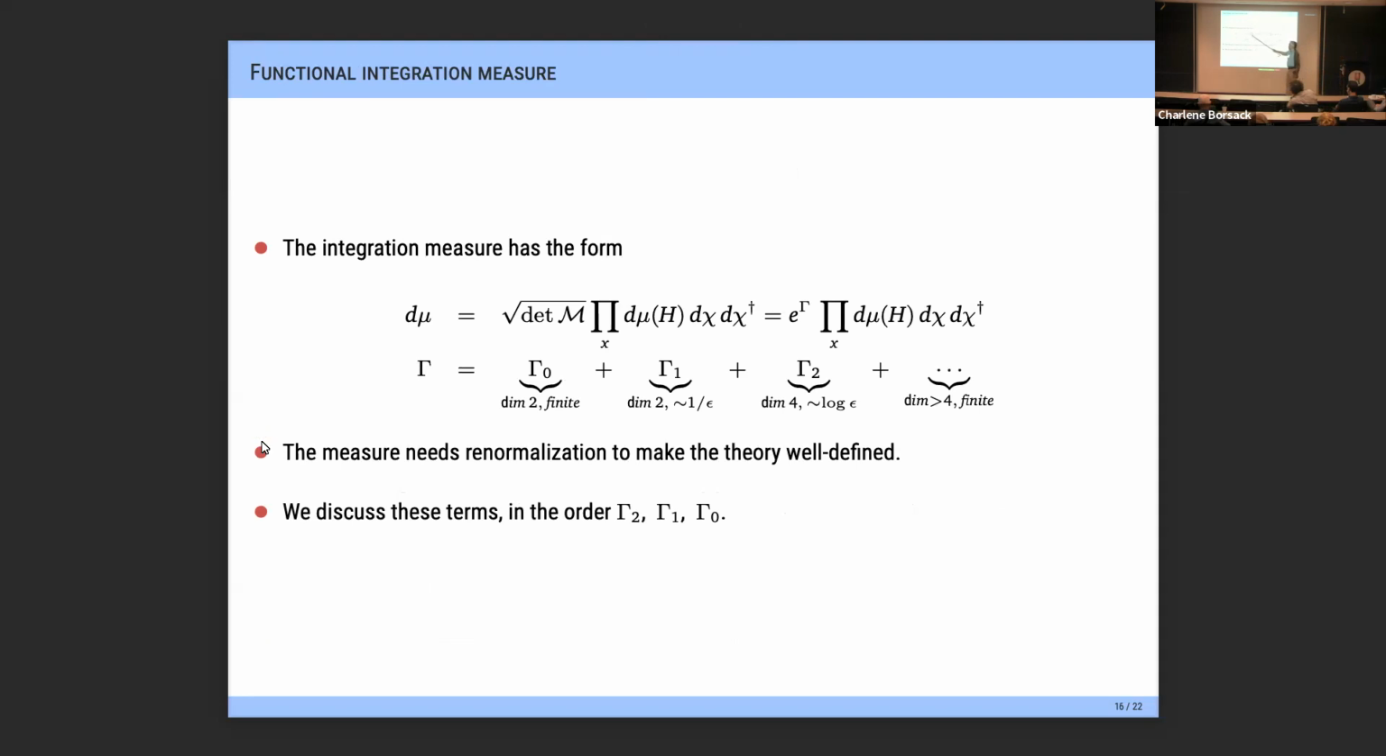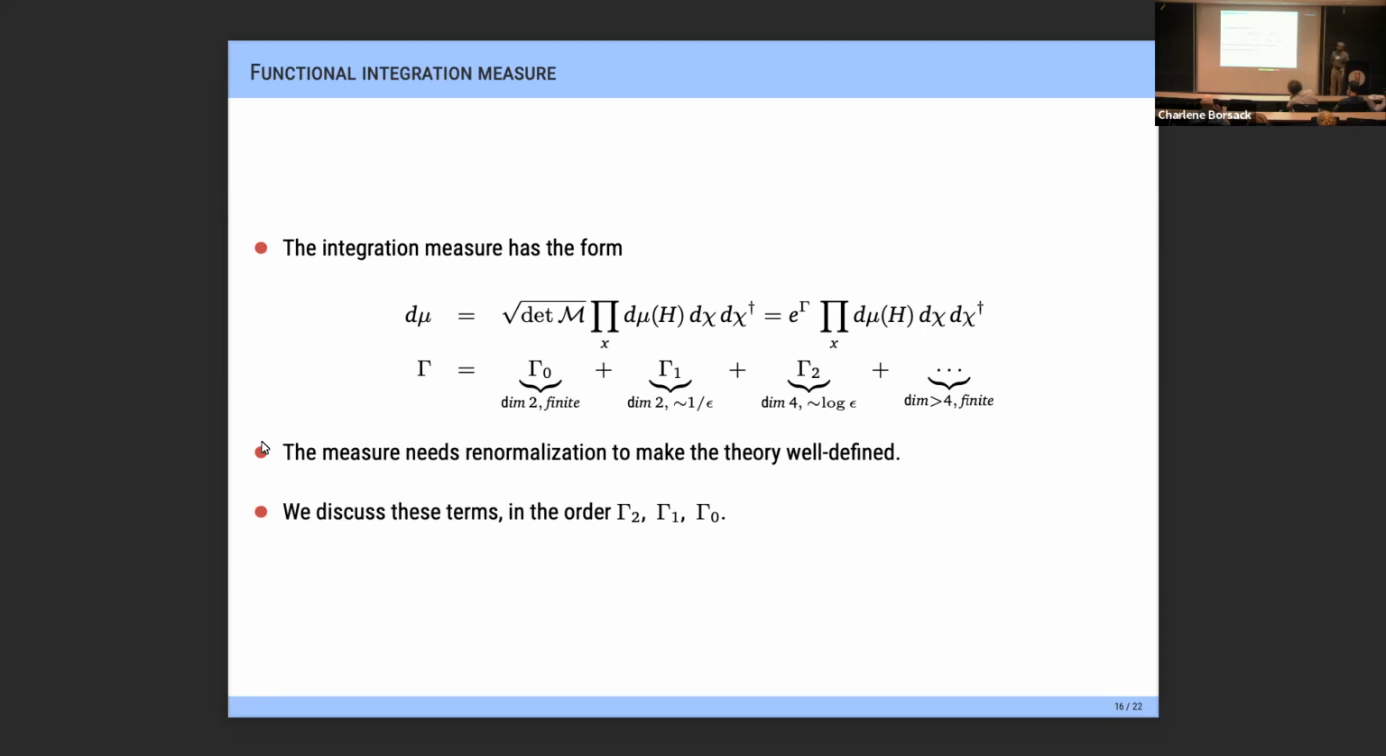So the integration measure, which I displayed to you initially, I'm going to write the Jacobian as e to the gamma. Here is the expression. So we calculate gamma. There's a term gamma 0, which is the integral of a dimension 2 object. There is another one, gamma 1, a dimension 2 object, but this is quadratically divergent, 1 over epsilon, epsilon goes to 0. This term is actually finite. There is a log divergence as you expect. And then, of course, there are higher terms which are finite.